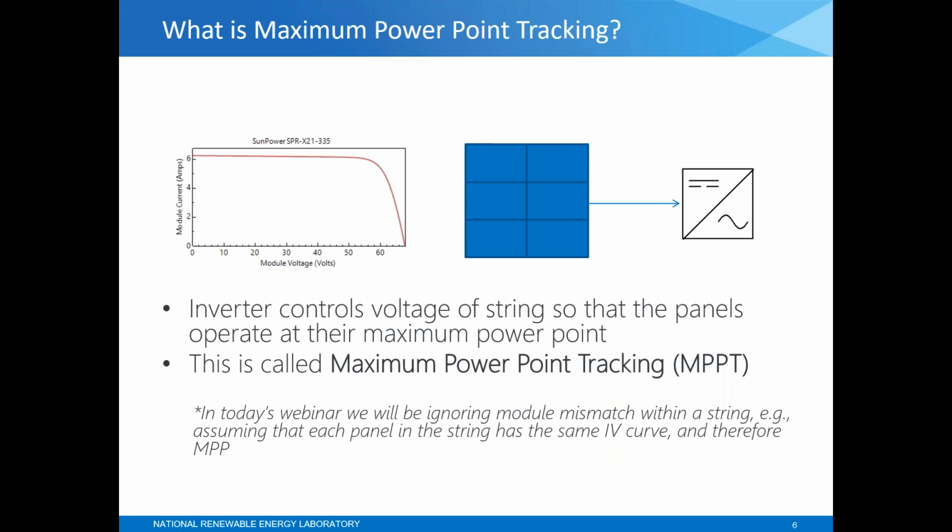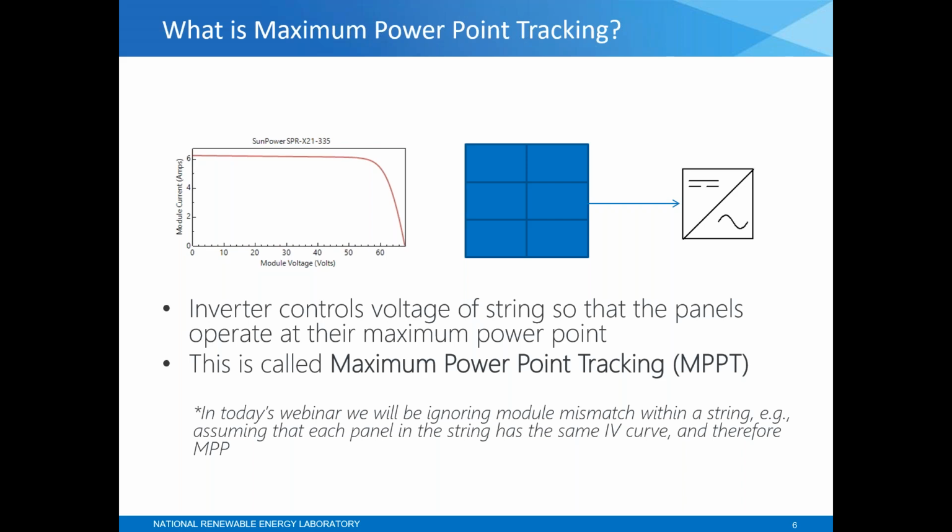Then if we move on to talk about maximum power point tracking, which is the bulk of what we're going to be discussing today, what that basically entails is that the inverter that the modules are connected to can control the voltage of the string of modules so that the panels in that string are operating at their maximum power point. The process of the inverter doing that is called maximum power point tracking. Now, I want to mention one note that's going to be important in today's webinar, which is that we are going to be ignoring module mismatch within a string.